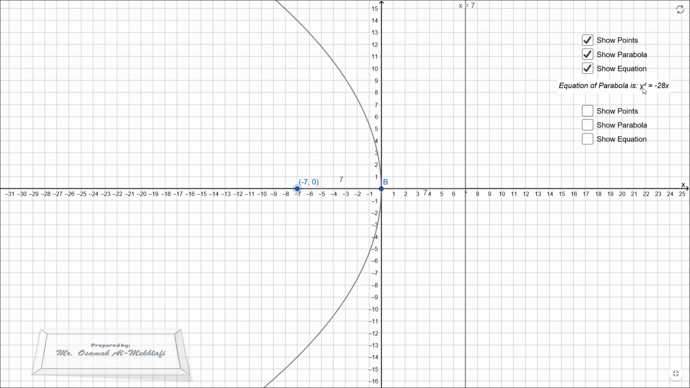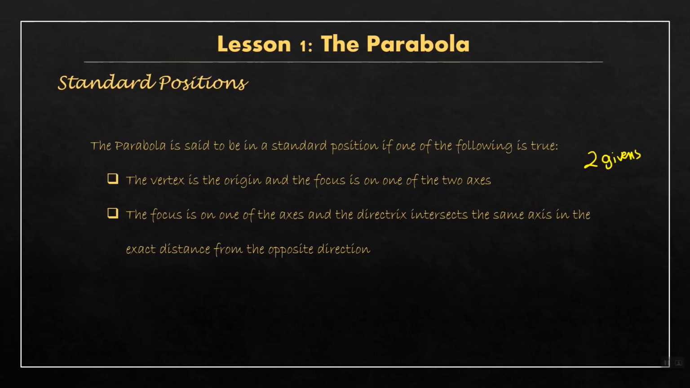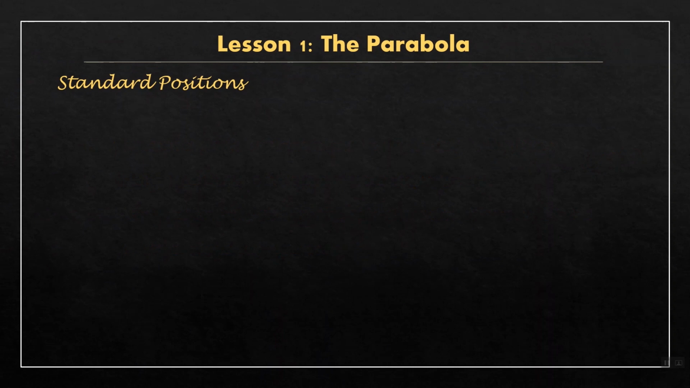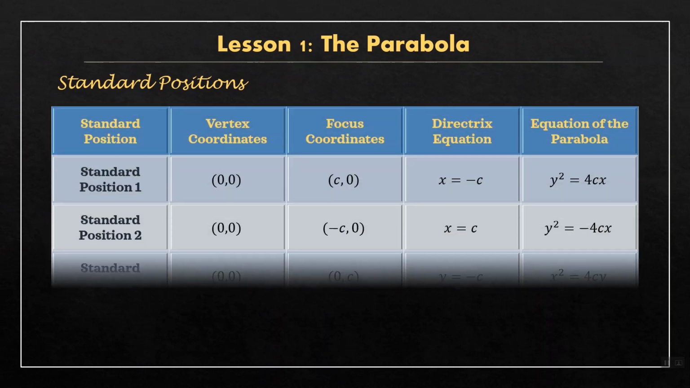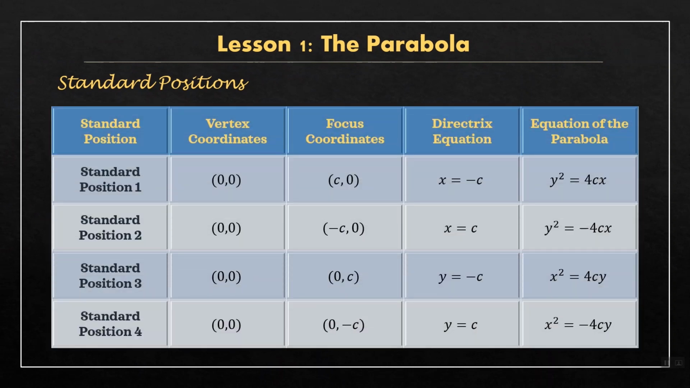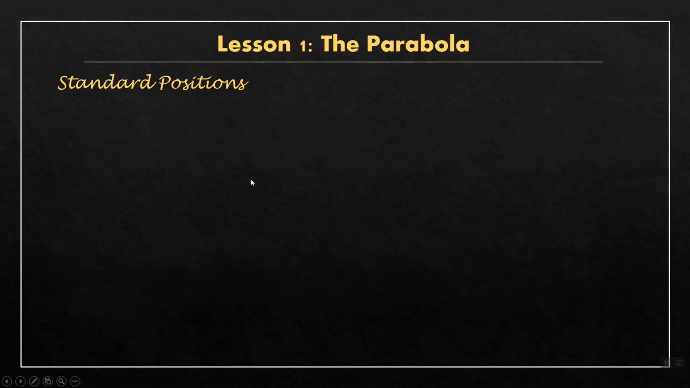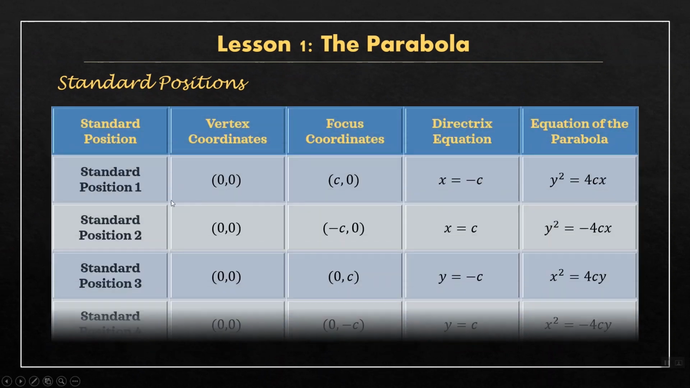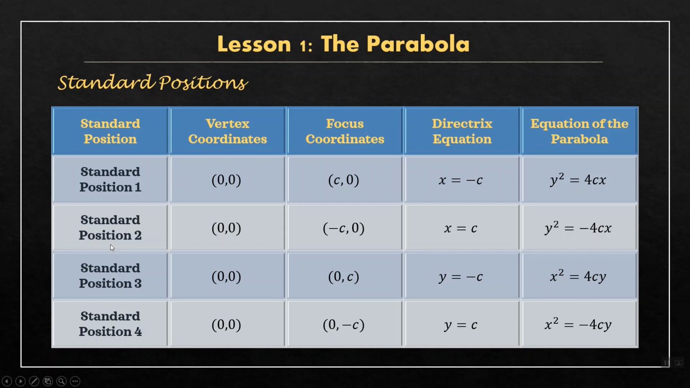And you have y squared equals minus 28x. So let's look at these two standard positions first. The standard positions are going to be summarized in this table. We have seen so far the first standard position and the second standard position. The vertex in each one of them was the origin, 0, 0.